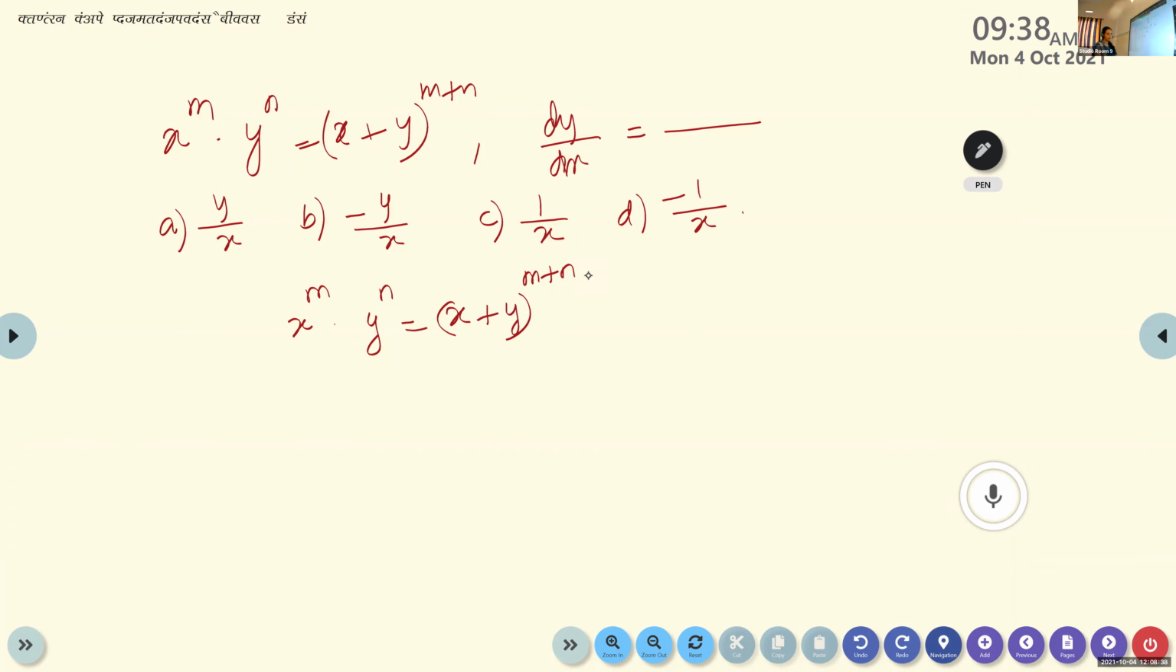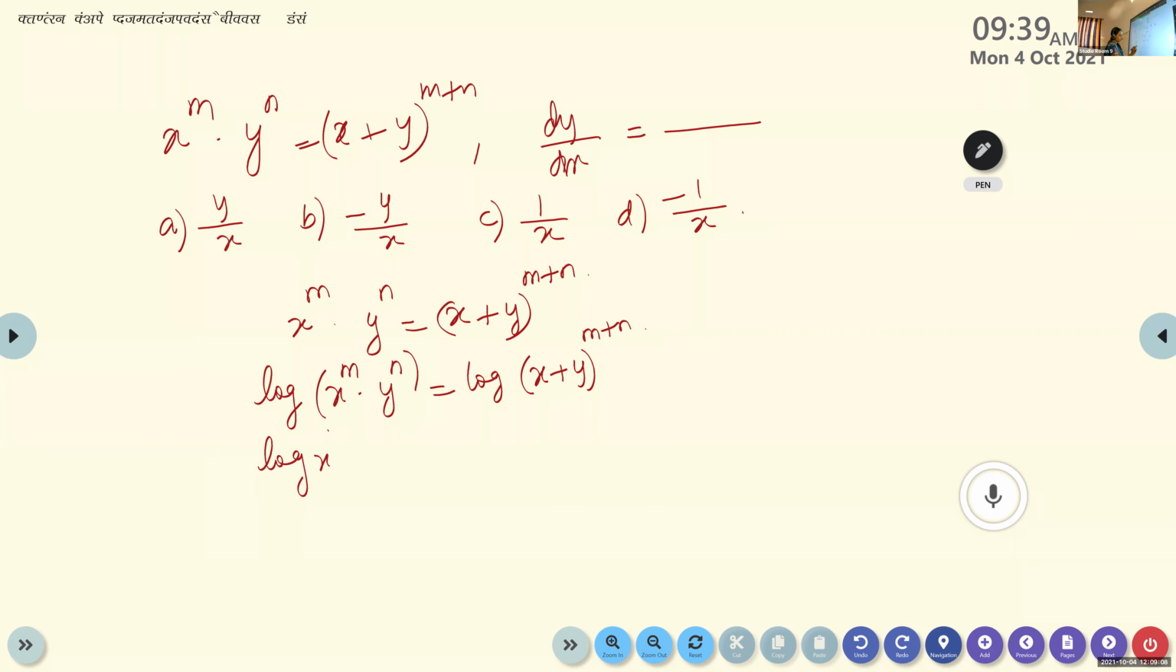What do you have to do? You take log on both sides, isn't it? The easy way is you take log and use the property of log. Log of x raised to m into y raised to n is log of x plus y whole raised to m plus n. What is log of a into b? Use all the properties. Log a plus log b.